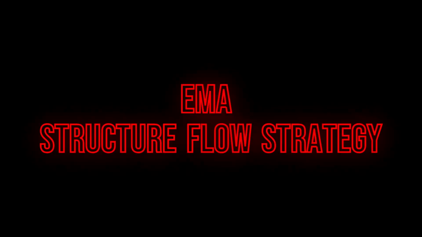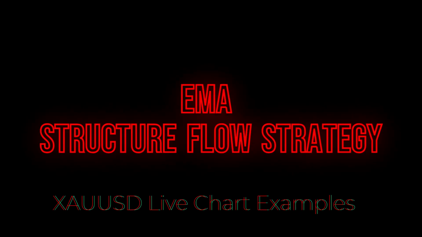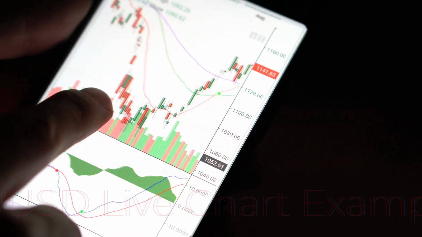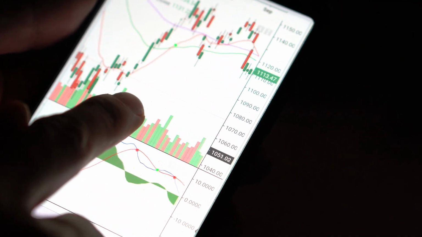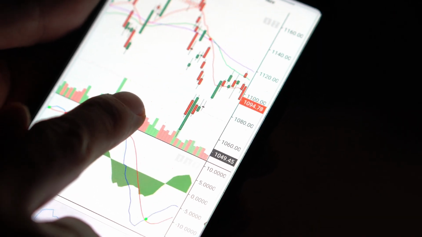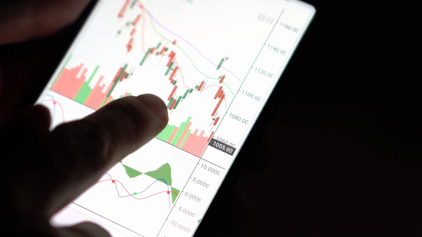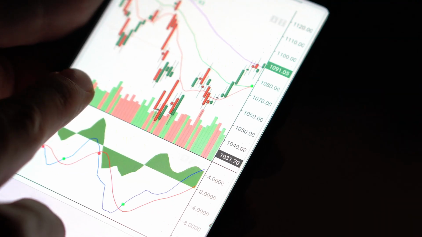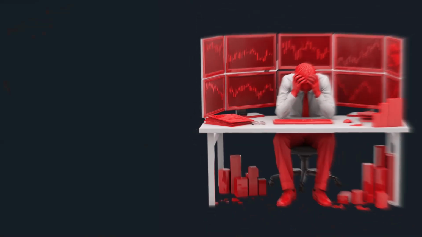Today, I'll show you how to apply the EMA structure flow strategy, specifically the gold to USD pair, using real price behavior, real patterns, and real examples. Because I'm going to teach you a strategy that finally makes structure feel logical, not random. This is the EMA structure flow strategy, and once you understand it, the chart will never look the same again.